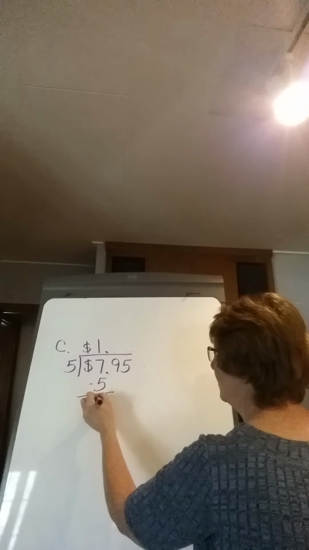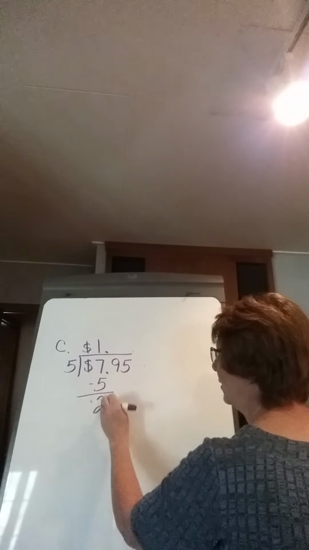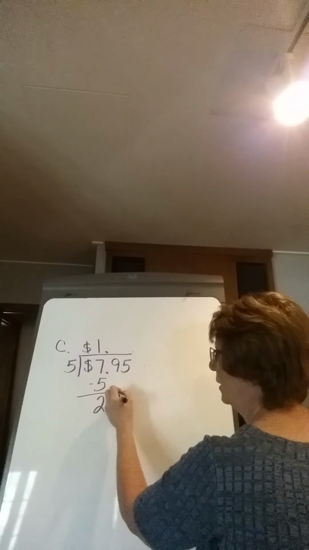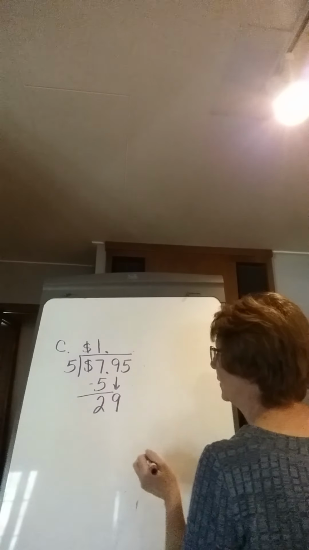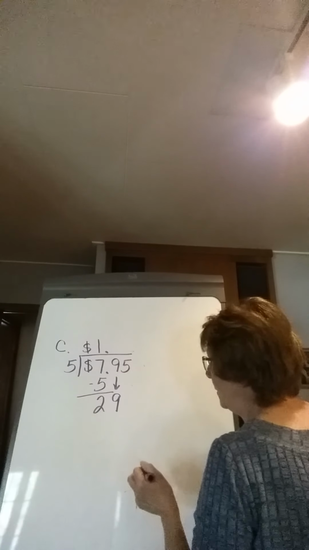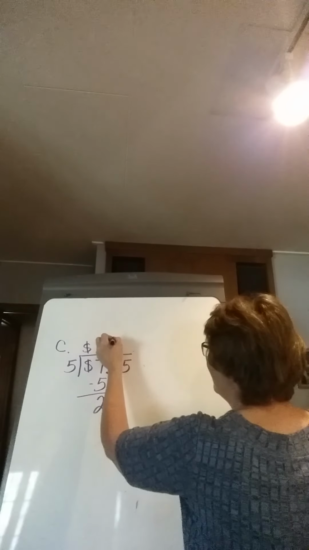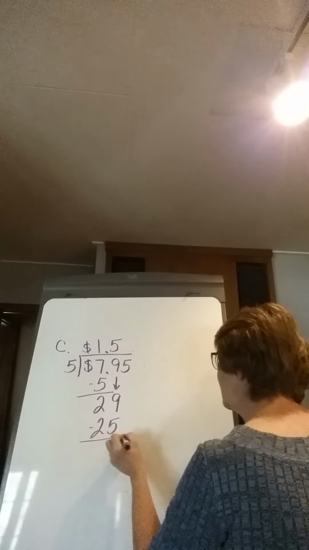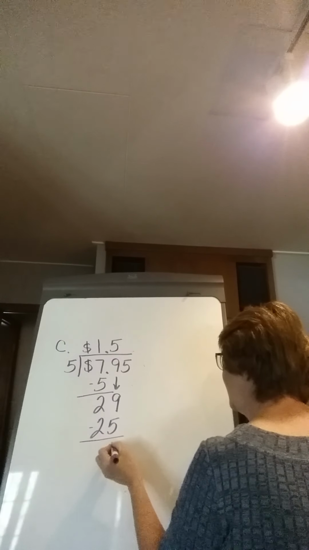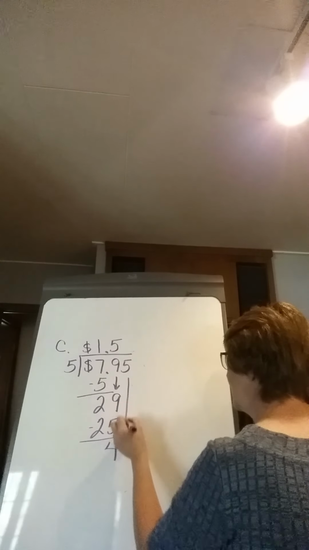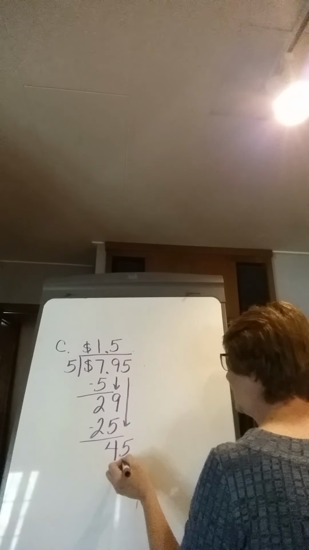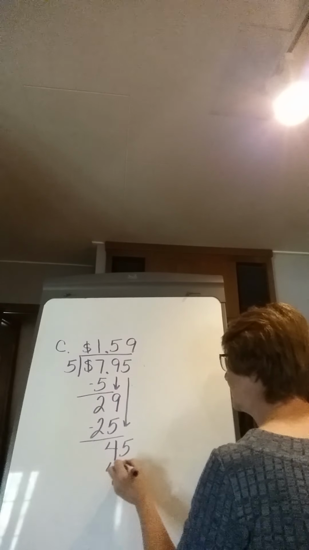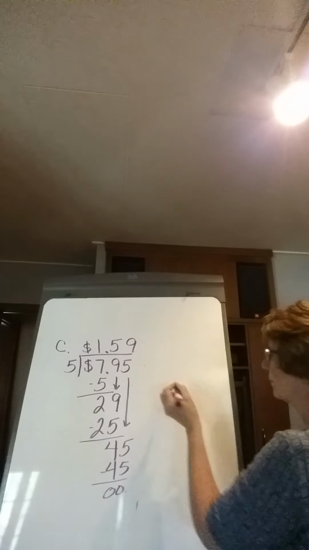Subtract. 7 minus 5 is 2. Do not worry about bringing the decimal point down. It doesn't do anything except get moved up. Bring your 9 down, however. 5 goes into 29 5 times. 5 times 5 is 25. 29 minus 25 is 4. Bring down your 5. And 5 goes into 45 9 times. It goes into it evenly.